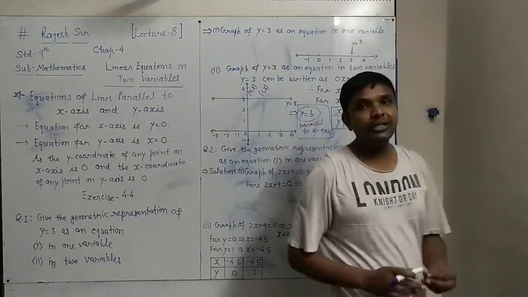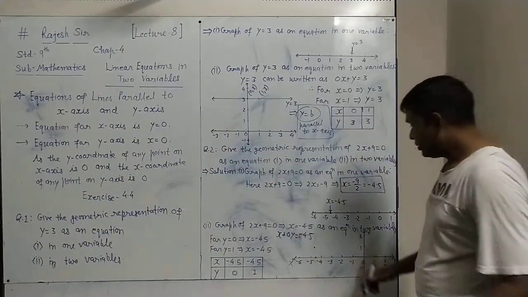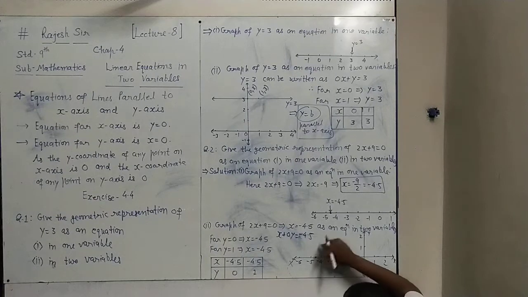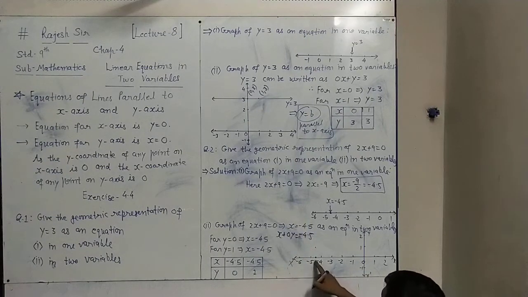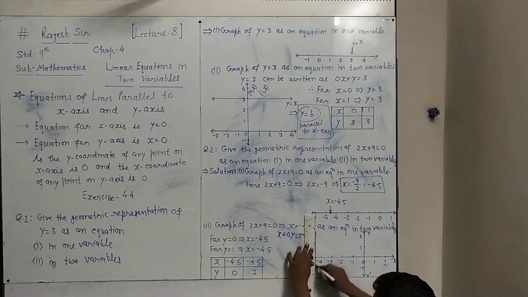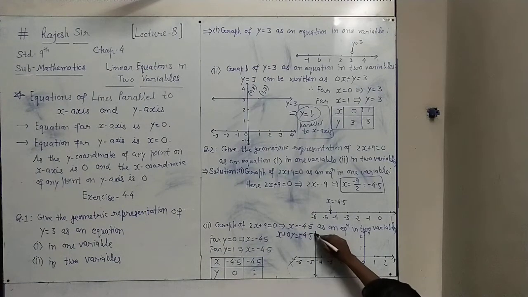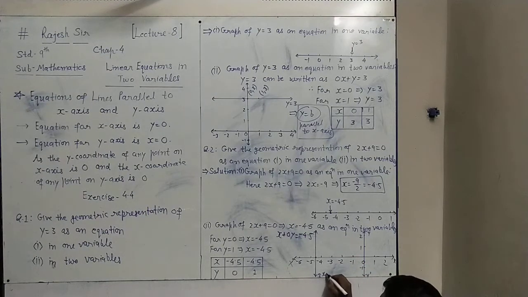So this way I am getting 2 points. This is (minus 4.5, 0) and this is (minus 4.5, 1). Both the points we have shown, and now we will join these 2 points and this way we will get the graph, which is a line, and this line represents 2x plus 9 equal to 0.